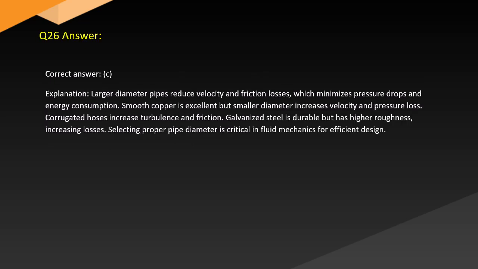Answer. Correct answer: C. Explanation. Larger diameter pipes reduce velocity and friction losses, which minimizes pressure drops and energy consumption. Smooth copper is excellent, but smaller diameter increases velocity and pressure loss. Corrugated hoses increase turbulence and friction. Galvanized steel is durable but has high roughness, increasing losses. Selecting proper pipe diameter is critical in fluid mechanics for efficient design.